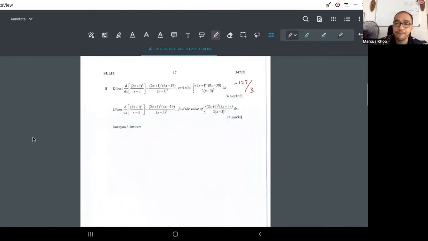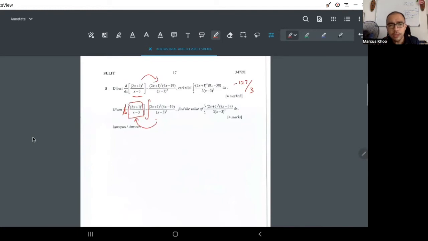Okay, question 8. This is a very commonly asked question in paper 1, which is the relationship between differentiation and integration. So you have to remember this. When you see a question like this, you need to know that the differentiation of this will give you this, and the integration of the right side will give you this answer only.